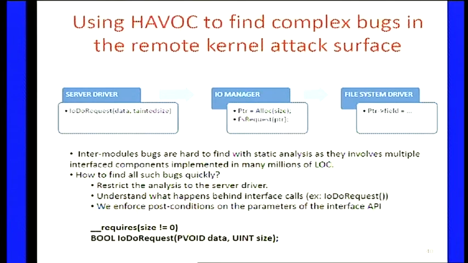Sometimes, imagine you do a request from the server driver to the IO manager using an API called IoDoRequest with a tainted size, so the size is potentially 0. Then you pass the 0 value to the IO manager, and it performs a zero allocation, and then the pointer is passed to another driver. Each of those drivers is potentially 1 million lines of code, right? So you don't want to analyze all of that.